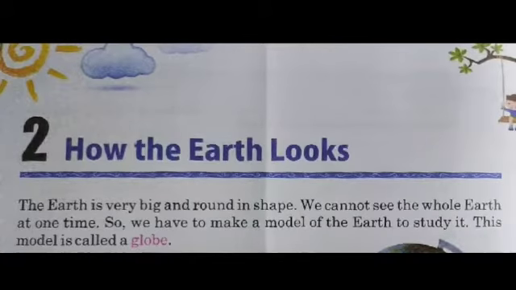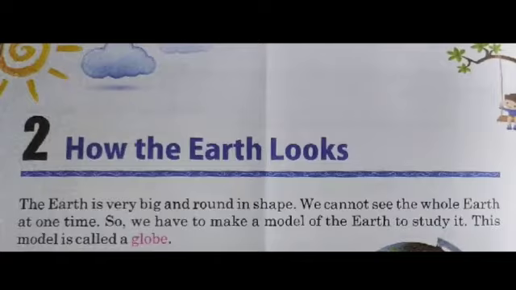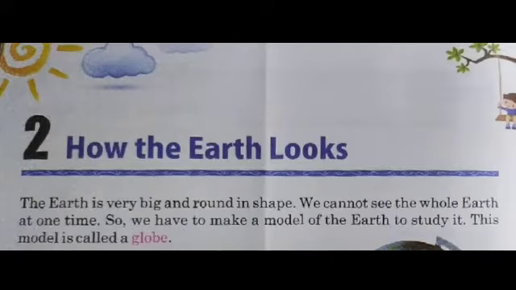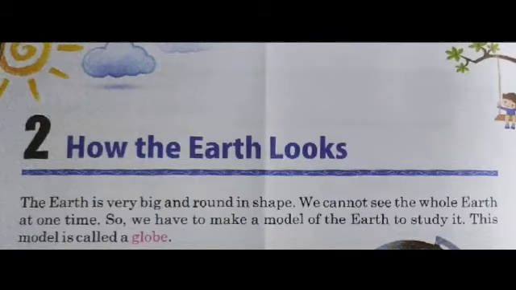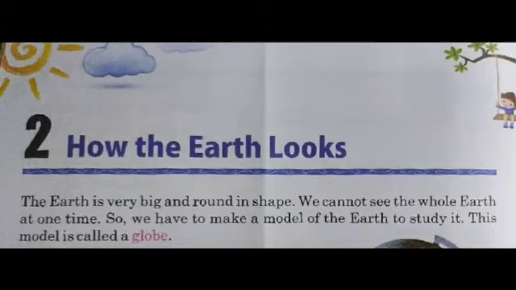There are 8 planets in the solar system, and out of the 8 planets we live on the earth, and the earth is very big and round in shape. That's why we can't see the whole world at one time. We need a model of the earth, and this model of the earth is called a globe. Then let's learn about a globe.